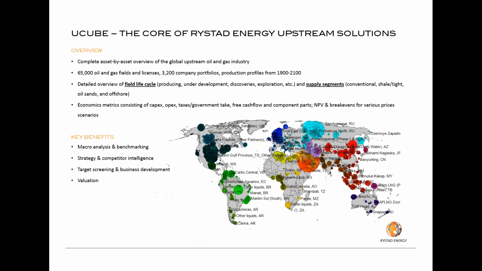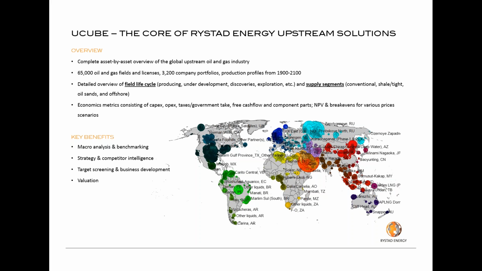In addition to these unique asset and company portfolio selections, there's any number of ways you can split the upstream supply picture, whether it's by different life cycle categories, so you can see what's producing, what's under development, and what's been discovered, and when we see that coming online. You can also view the supply picture by segment, so see all the different kinds of conventional, offshore, and unconventional categories, and much, much more. So these are just a few examples of how you can slice and dice the supply data.